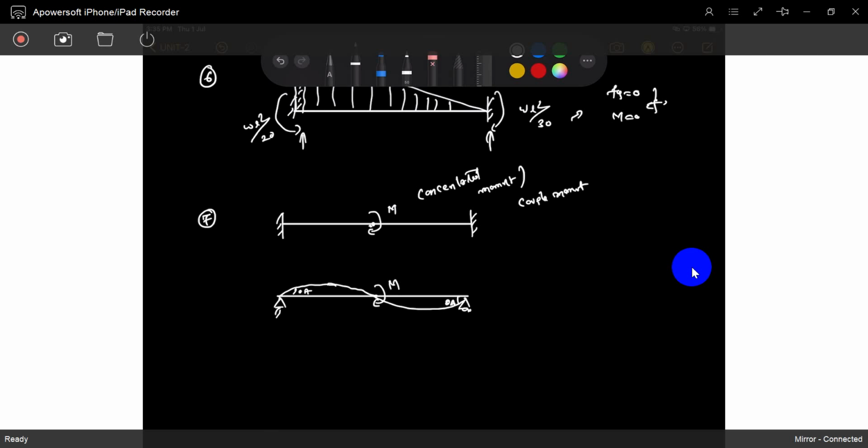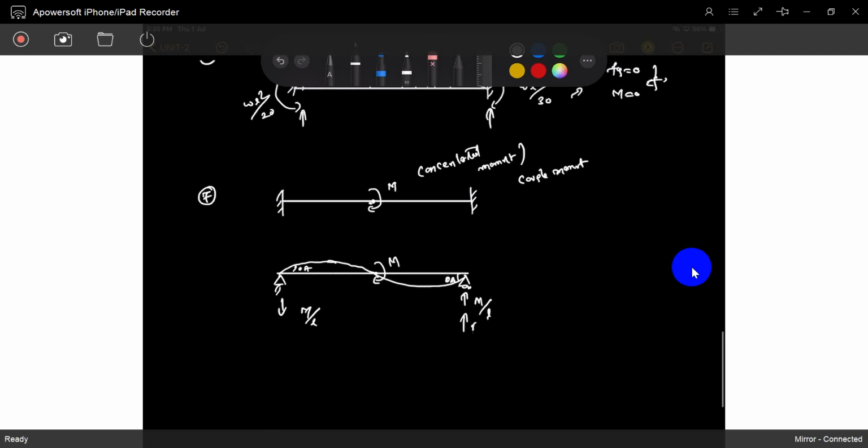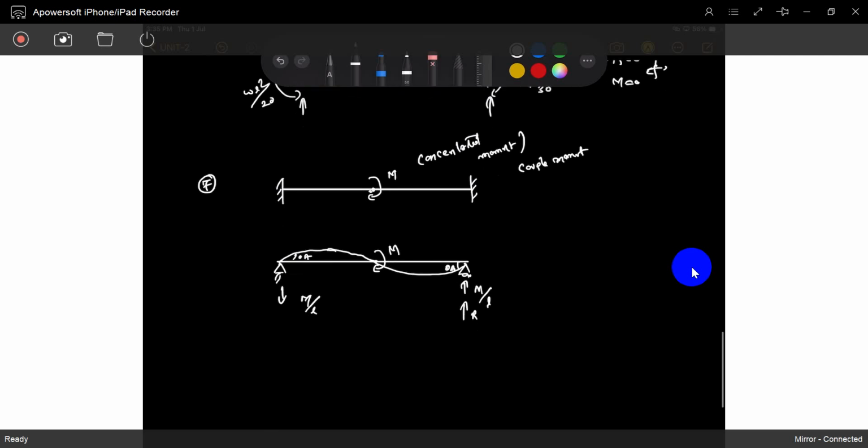So how much shear force is acting? I already said how much shear force is acting. It will act like this. How much? It is M by L. We already derived it, no need to derive again. Just take it as R. At A there is 0 moment, MA is 0, since it is simply supported. You can easily solve it.